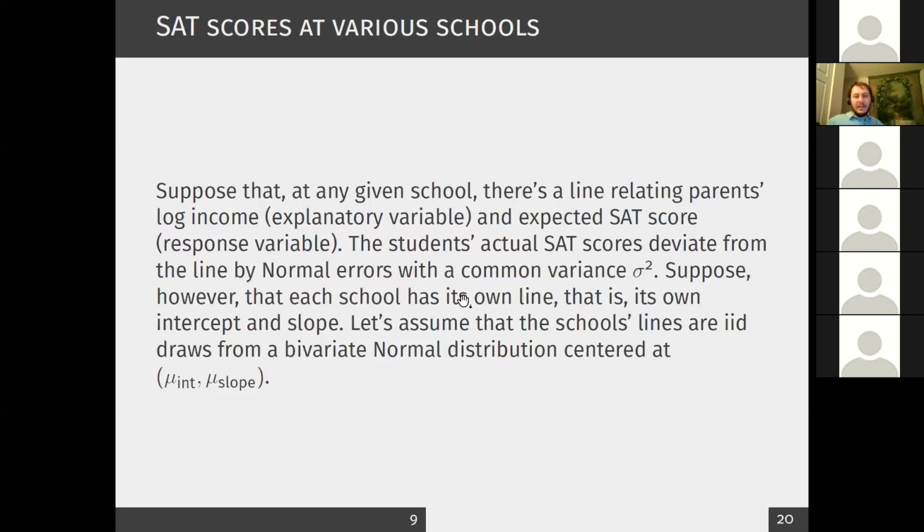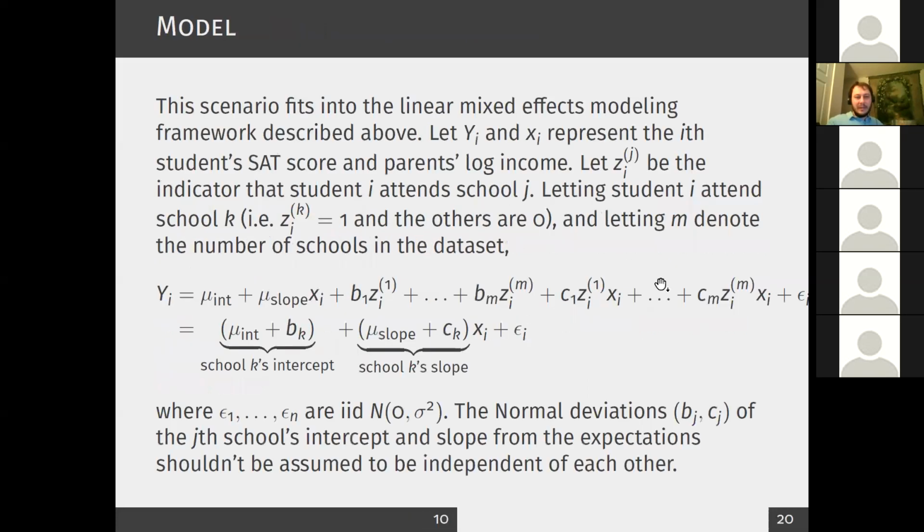If you really want to look at how the model would be written out, let's say the ith SAT score measurement came from, oh no, that should have been a J instead of a K right there. Oh no, I'm sorry. I've got some similar examples that I'm conflating. So no, I had this right.